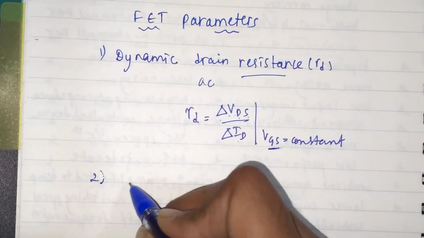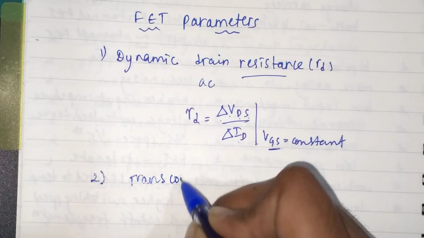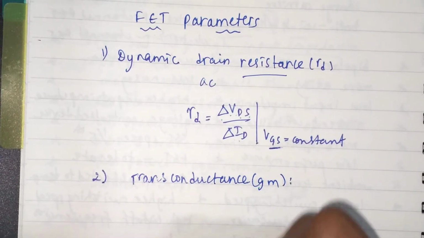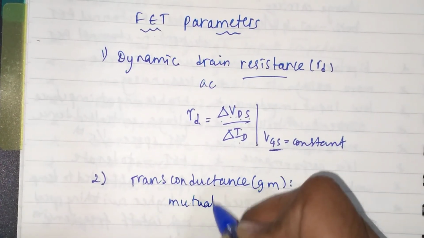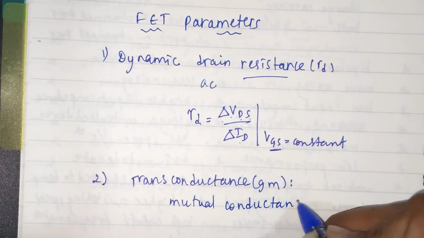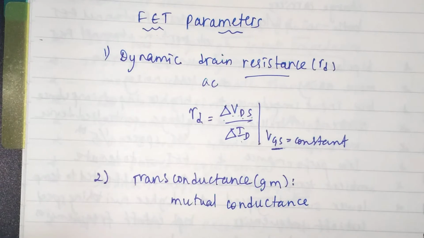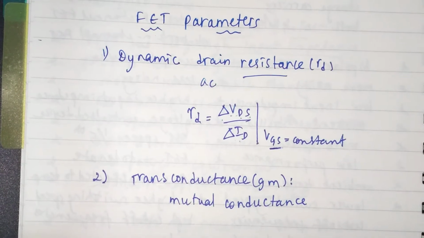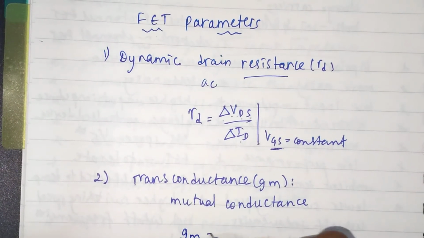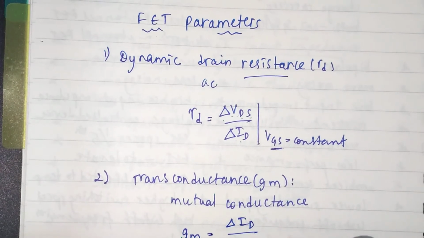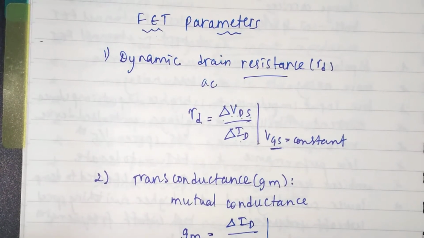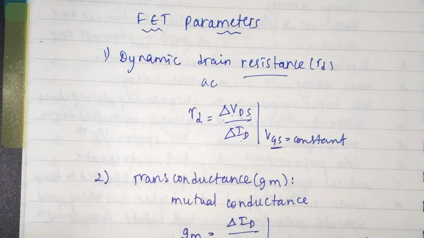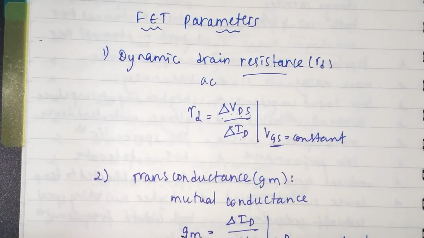So next one is the transconductance. Transconductance is denoted by GM. The transconductance is also known as mutual conductance. It is defined as the ratio of small change in drain current to the small change in gate to source voltage at a constant drain source voltage VDS. That is mathematically given as GM is equal to delta ID by delta VGS at VDS, drain to source voltage, constant.